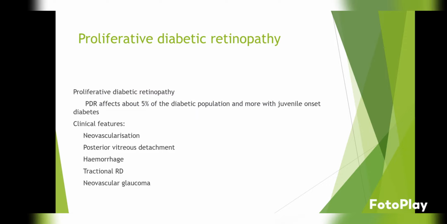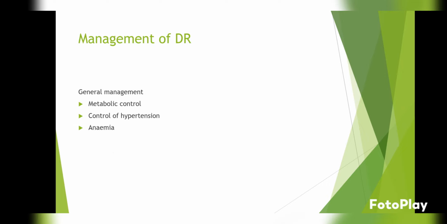The second is proliferative diabetic retinopathy. PDR affects 5% of the diabetic population and is more common with juvenile onset diabetes. Clinical features show neovascularization, posterior vitreous detachment, hemorrhage, tractional retinal detachment, and neovascular glaucoma. Management of diabetic retinopathy: the first is general management, metabolic control, and control of hypertension and anemia.